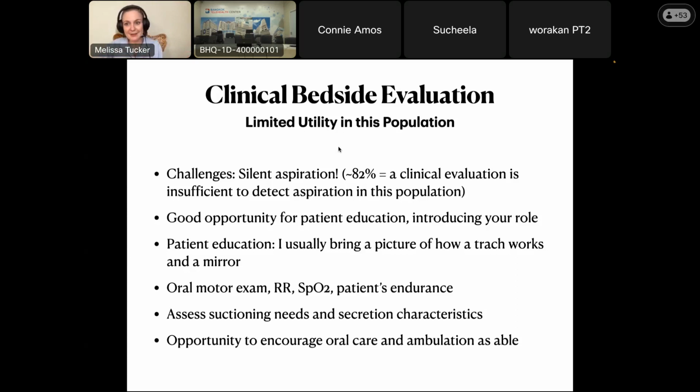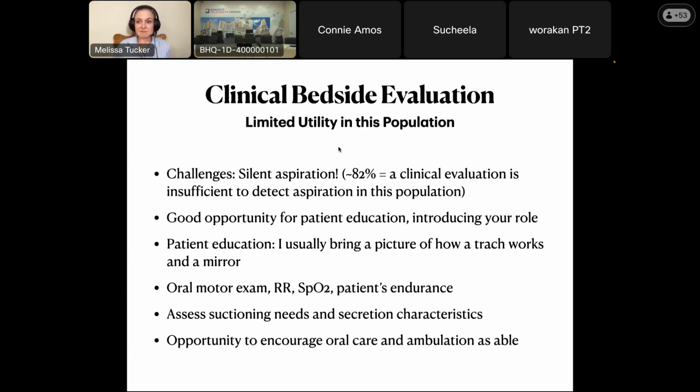The patient may or may not be in a mental state to take all of that in at this point, but the families are usually very interested if the patient is not. The clinical bedside evaluation is also a great time to do your oral motor exam, to look at the patient's respiratory rate, their oxygen saturation, and their overall endurance. And by endurance, I mean, does this patient get fatigued, have increased respiratory rate or heart rate or oxygen desaturation just from sitting up and trying to communicate with you? If so, that may be a sign that they're not quite ready for oral feeding.